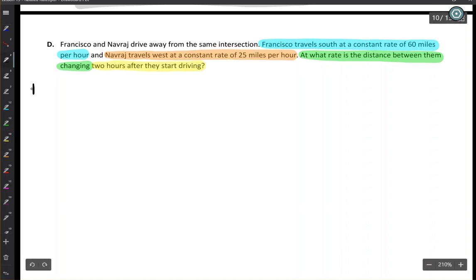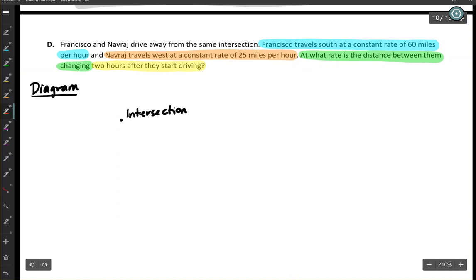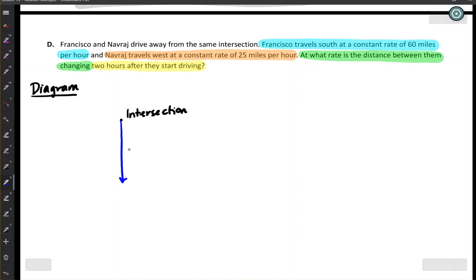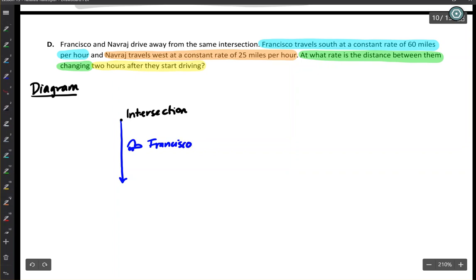So I'm going to do a little diagram because it's fun for me and helpful. We've got our intersection. And Francisco is traveling south. Here's his little car, his little buggy. And Navraj is traveling west. Here's his little buggy.